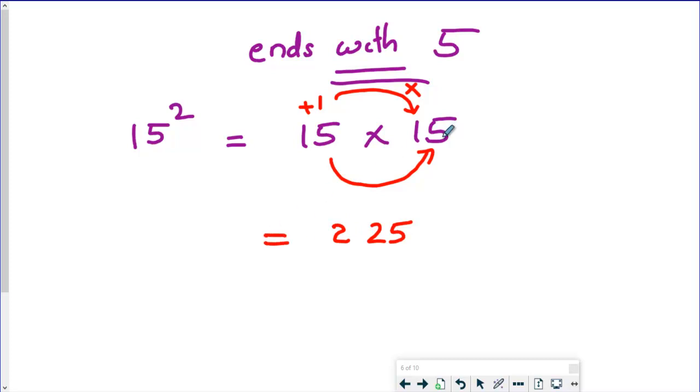225. First you have to multiply 5 and 5 and write it. After that, from this number you have to add 1. Then you have to multiply with this number. So we can write 225.